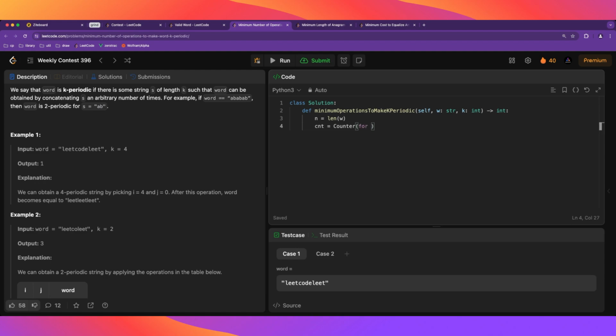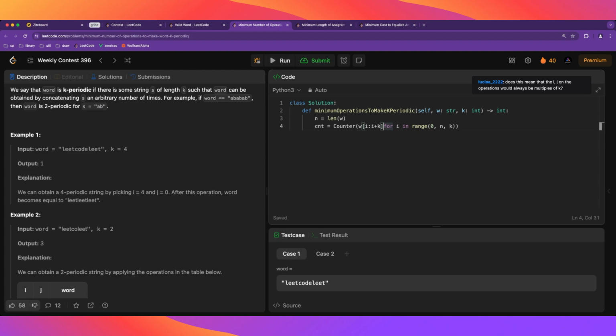So we want to go over all the groups of length k. This is a way that you step over: you define the range from 0 up to n, but the step is k. So you jump k places every time, and then we can use a slice to get that substring, the substring of size k starting at every step.